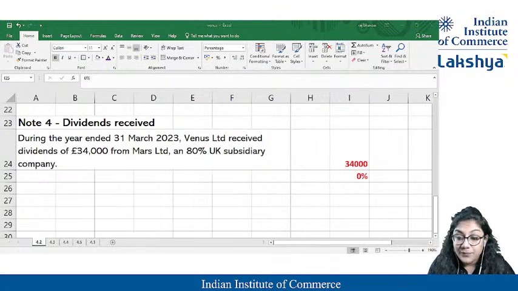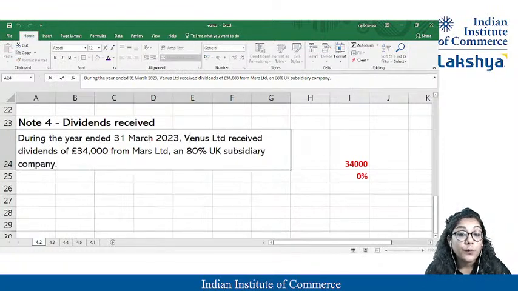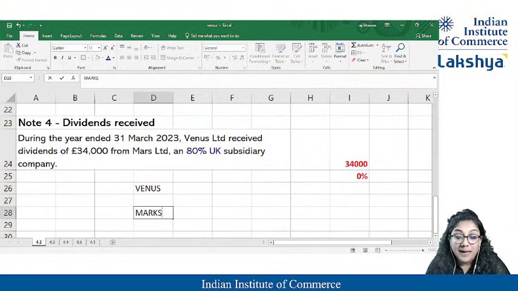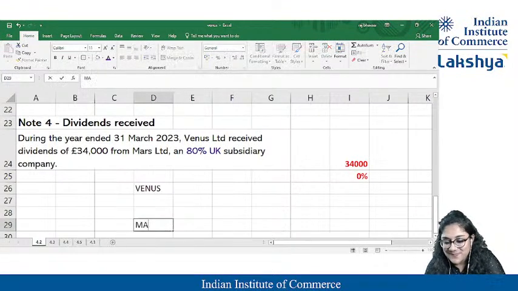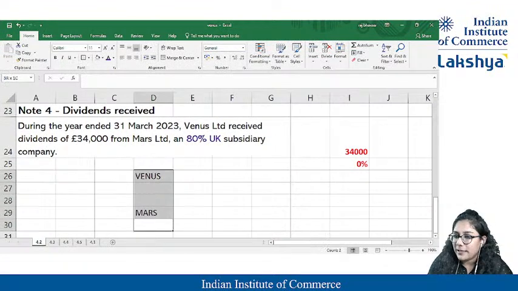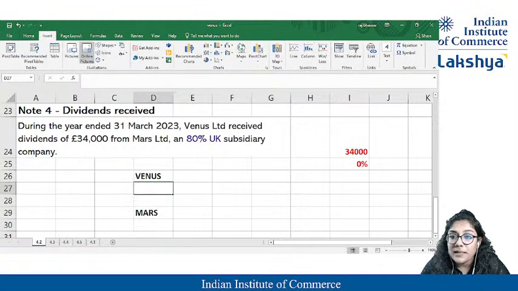Along with that, if you read in the question, there is a hint. During the year ended on 31st March 2023, Venus, my company, received a dividend of 34,000 from Mars, an 80% UK subsidiary. So here I'll be having Venus, and under that I'm having Mars. Oh, Marks. It's Mars, not Marks. Exams are coming near now, so everything sounds like marks. Forget about that, students.